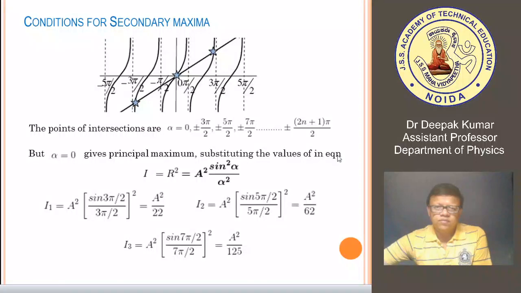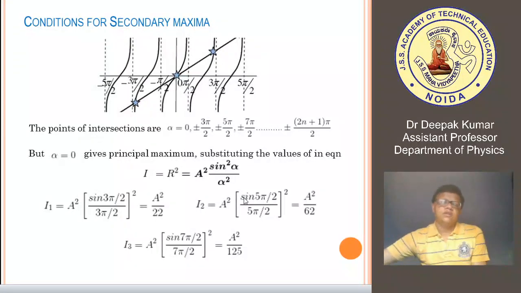Substituting the values in this particular equation, which is I equals R square A square sin square alpha upon alpha square. If you want the intensity of the first secondary maxima, you have to put alpha equals 3 pi by 2. So I1 is A square sin 3 pi by 2 upon 3 pi by 2 whole square, which is A square by 22. I2 is obtained by putting alpha as 5 pi by 2, so it is coming as I2 equals A square by 62. And finally the value of I3 is A square by 125.